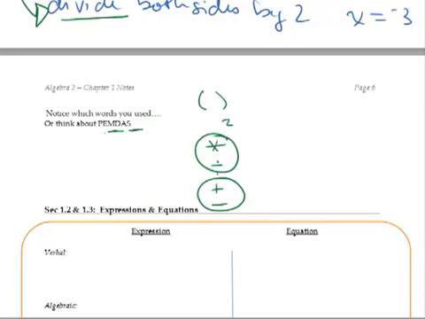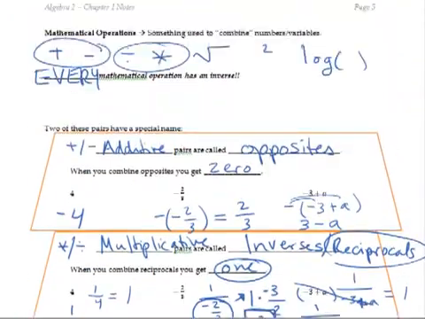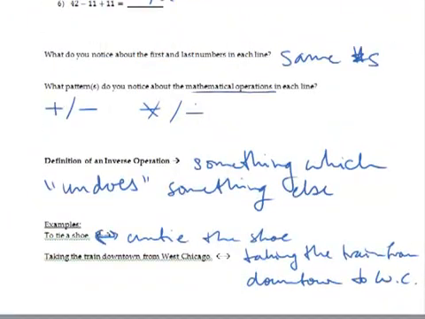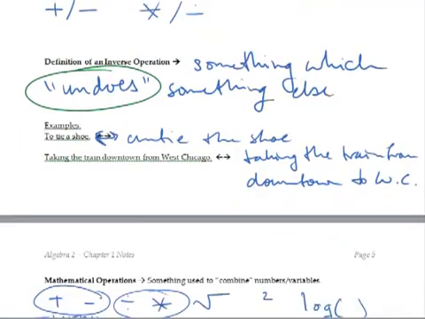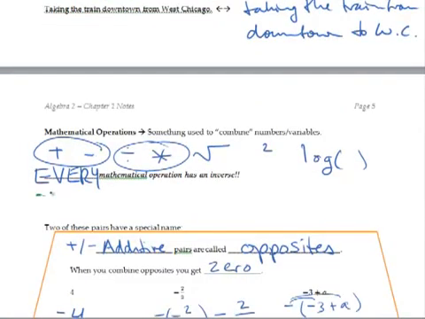So, inverse operations, anything that undoes something else. That's what we talked about. How plus and minus are inverse, multiplication, division are inverse. The other big idea we had is that every mathematical operation has an inverse. So keep your eye out. We're going to see them throughout the year.